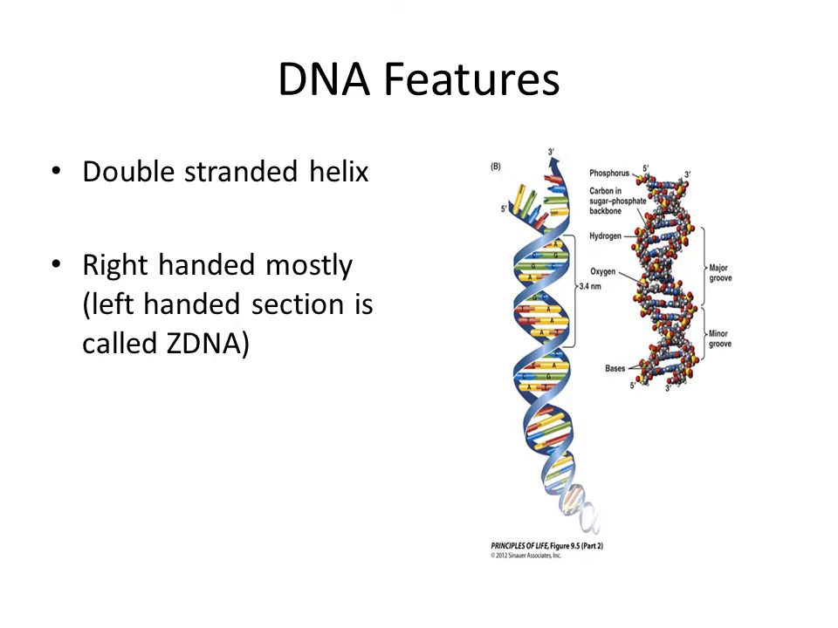So let's look at this structure. DNA is what we call a double helix because it kind of looks like a ladder that's twisted.